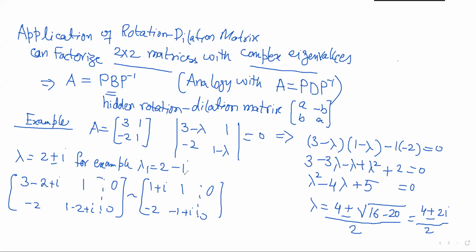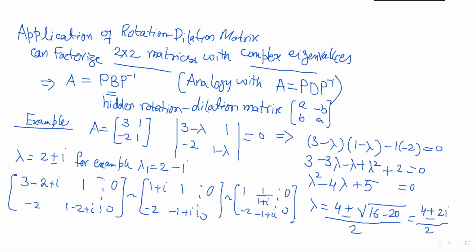So we want to perform the row echelon operations. What we can do is divide this first row by 1 plus I. So it will be 1, and then 1 over 1 plus I, and then minus 2, and then minus 1 plus I.